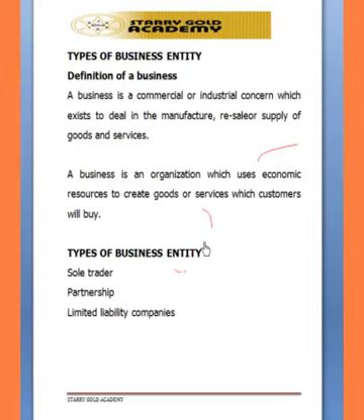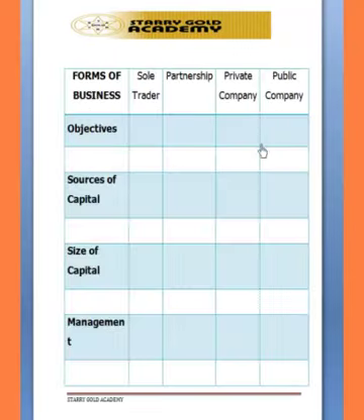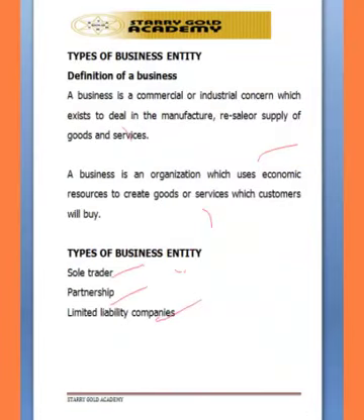Now, in accounting, we shall only look at three major types of business entity. We'll look at the sole trader, who the sole trader is, the partnership business, and the limited liability company. To aid the understanding of these forms of business ownership, we will look at a table to summarize them. But before then, let's discuss a sole trader.